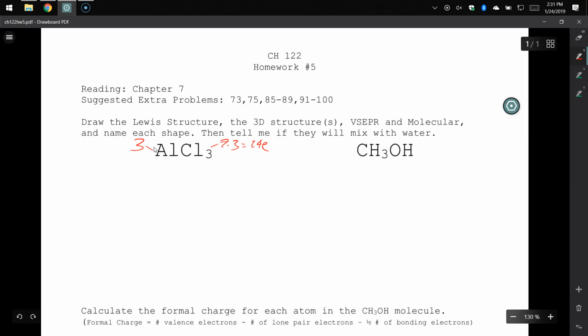Who do you want to put in the middle? Aluminum. Makes sense? Okay. So I've used 6 of my 24 electrons. Then if I go ahead and dot, dot, dot, dot, dot, dot, there's another 6. Another 6. That gets me to 24. Am I good? I am.